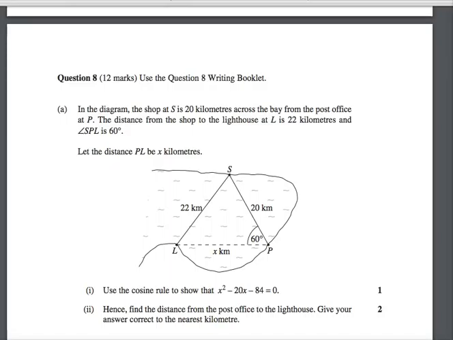This is the 2011 HSC question 8, 8A part 2. You would use, of course, the cosine rule to come up with this equation for x. And then I would use the quadratic formula to do the second part of the question. Definitely I would use the quadratic formula to do that, and I'll just show you.